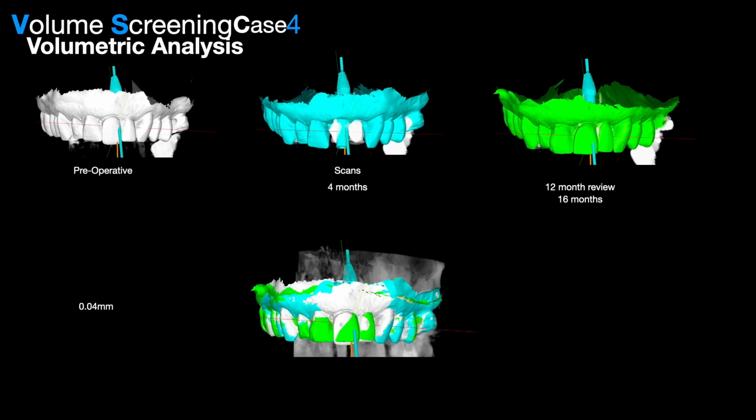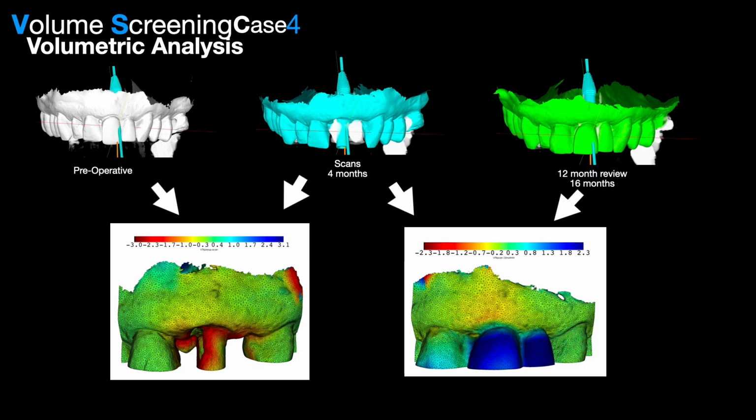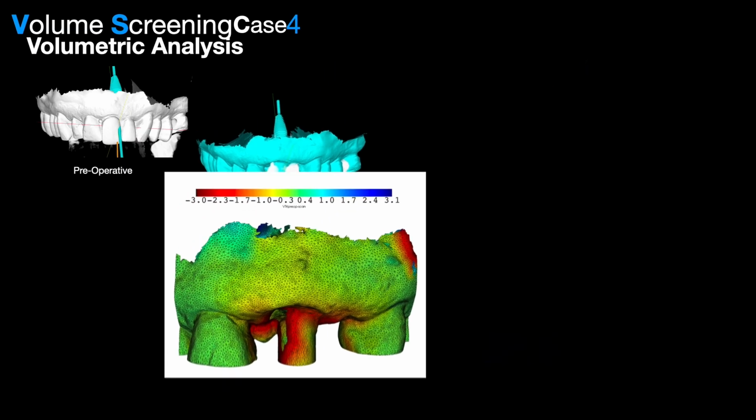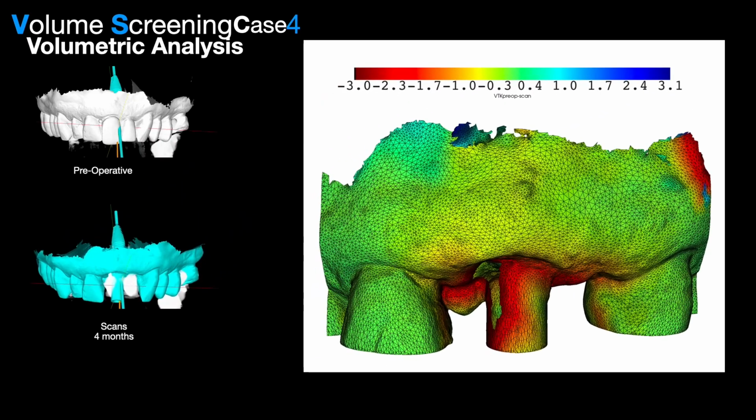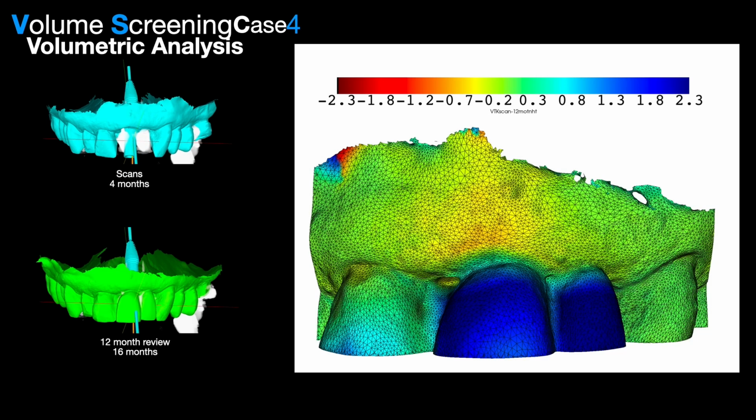So with the socket shielding, we have way less bone resorption initially, followed by very mild bone resorption later. So indeed, it limits resorption of the bone, the socket shielding.